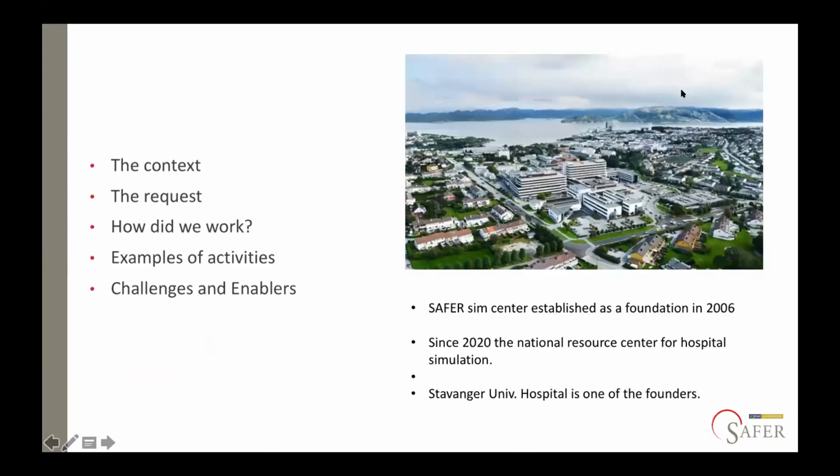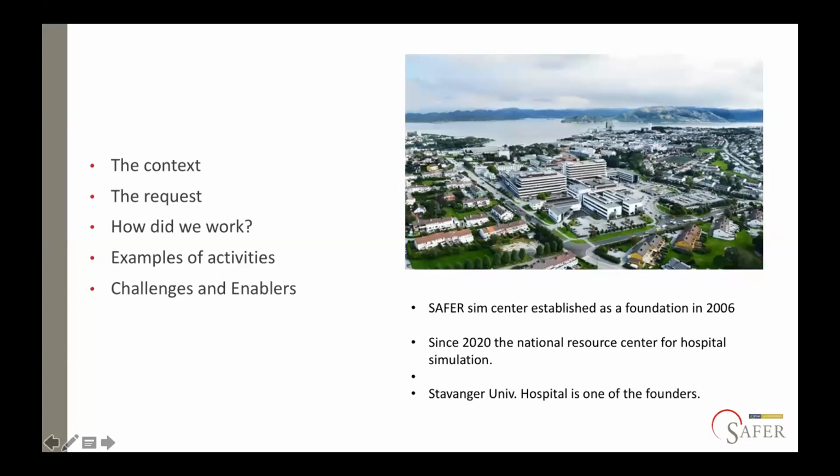What I want to talk about is the context which we did our work in, the request we got from the hospital, how we organized the work, some examples from the activities that we created around these to prepare our hospital for the COVID-19 scenarios, and also some of the challenges and enablers that we faced during our work.